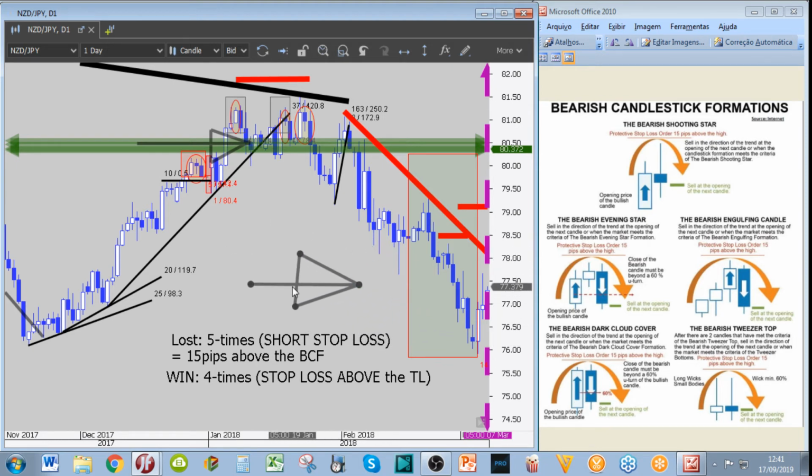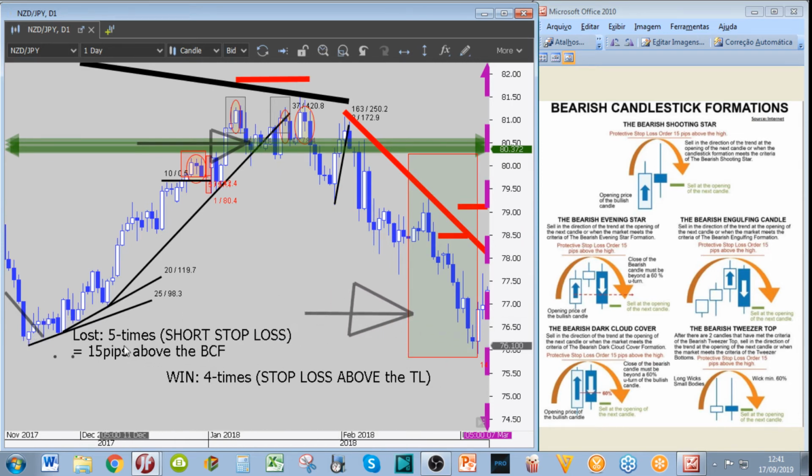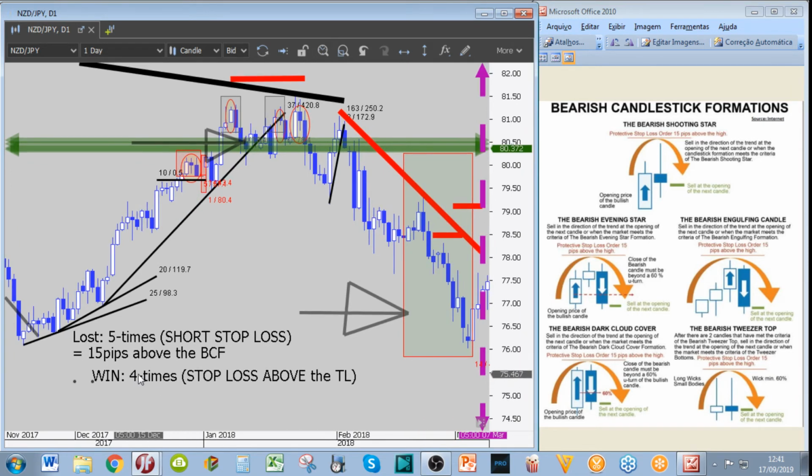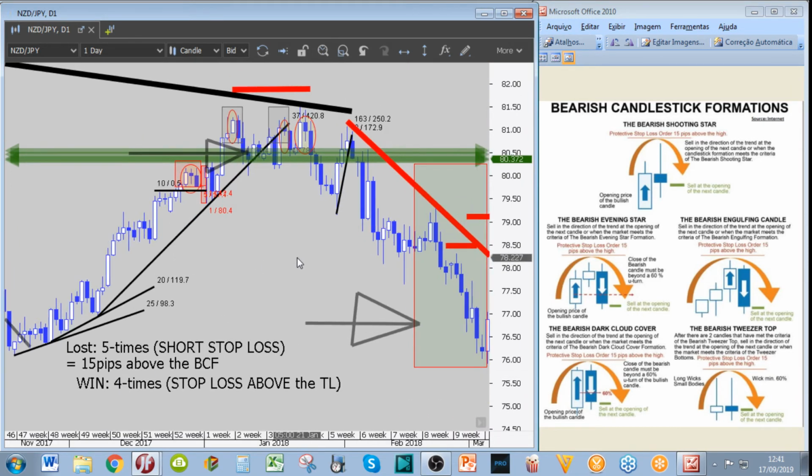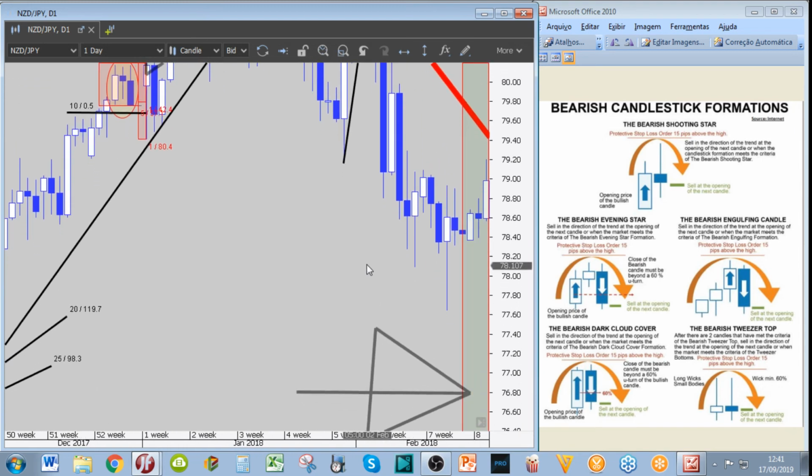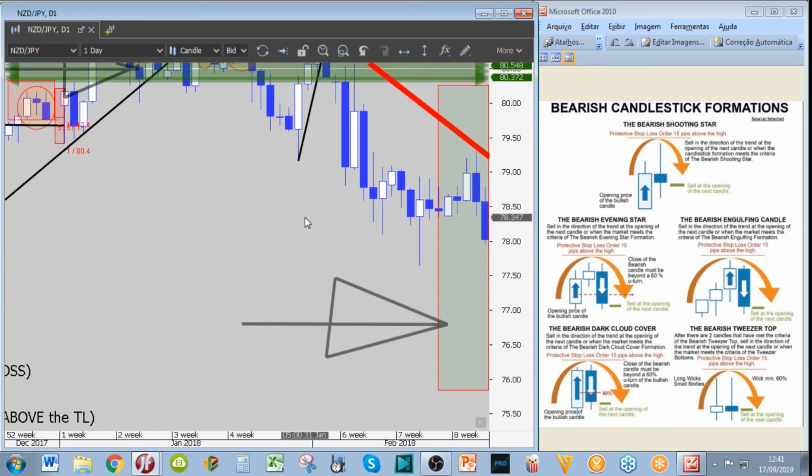You can close your trade, or you can put your stop loss above the most recent, or at least above the previous high, or above the downtrend line, right? And you can close your trade because the market made a new extension if you want. Okay, now let's dive in the chart and see what is going to happen.